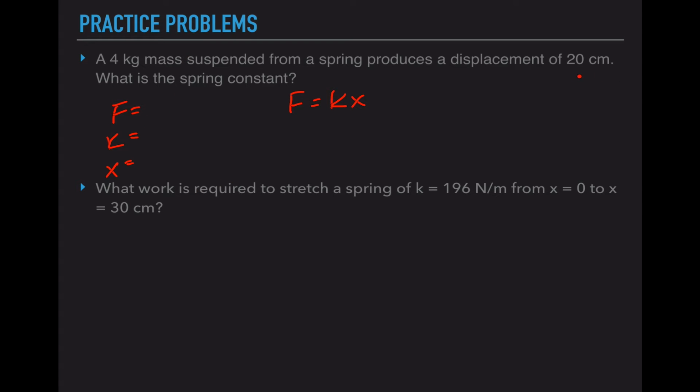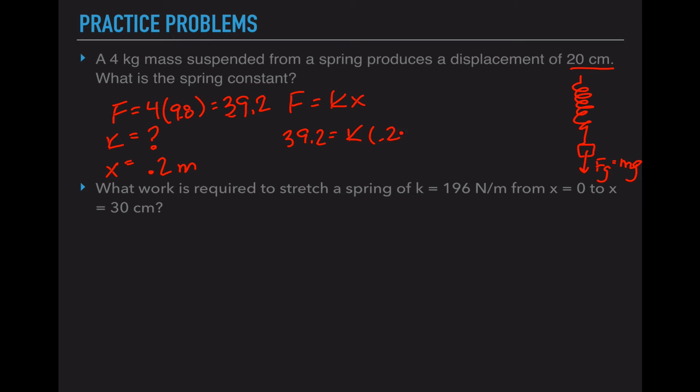Now it's suspended from a spring, so this is what the picture looks like. So the force pulling down is actually the force due to gravity, and I'm going to calculate this using mass times gravity. So the force is 4 times 9.8. K is my question mark, and my x is 20 centimeters, but I want that in meters, so I'm going to put 0.2 meters. 4 times 9.8 is 39.2, so I'm going to plug in 39.2 equals k times 0.2.